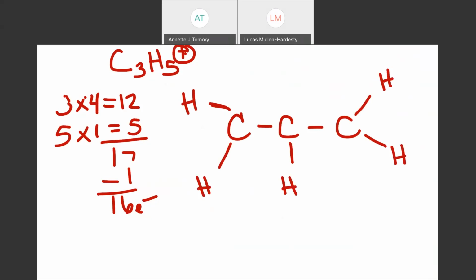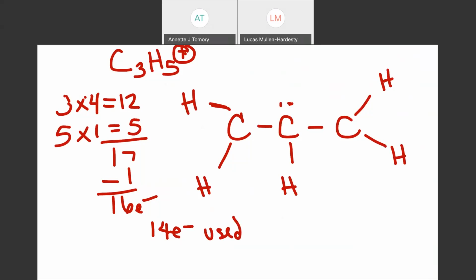Okay. So when I'm looking at this structure, I have 2, 4, 6, 8, 10, 12, 14 electrons used. You see that? Yep. How many more electrons do I have to deal with? 2. Will extra electrons ever go on hydrogen? No, they would go with the middle carbon. Okay, we can put them on the middle carbon here.